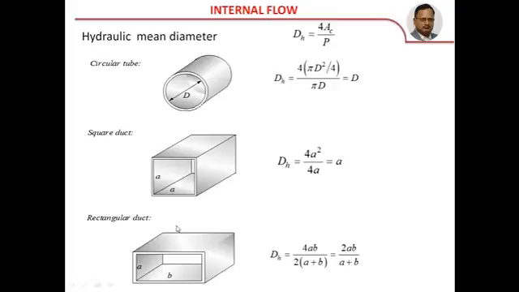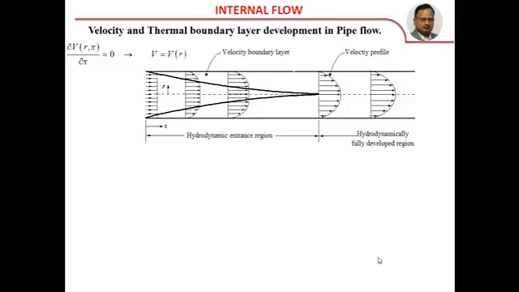In case of a square duct having sides A and A, the hydraulic mean diameter is 4 times A square by the wetted perimeter 4A. So it is A. For a rectangular duct, it is 4 times cross-sectional area AB by perimeter 2 times A plus B. So it becomes 2AB by A plus B.